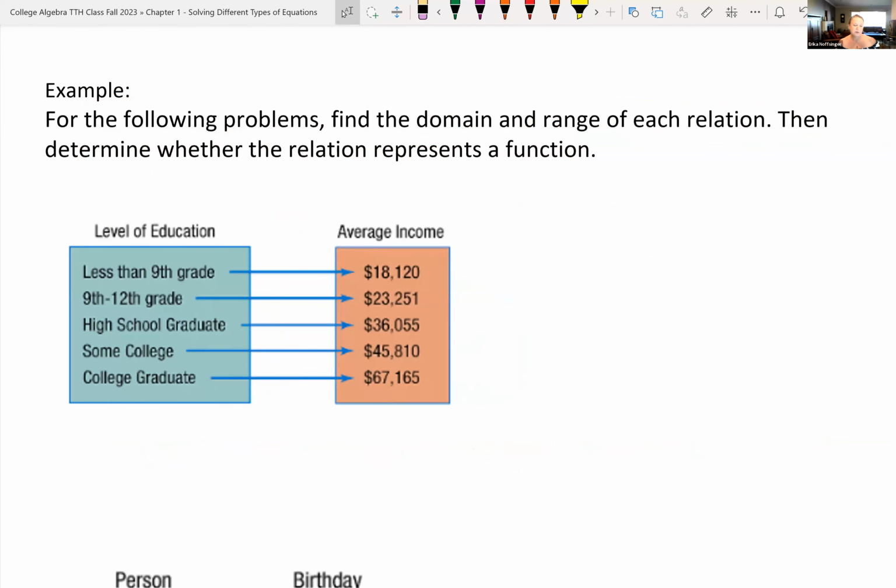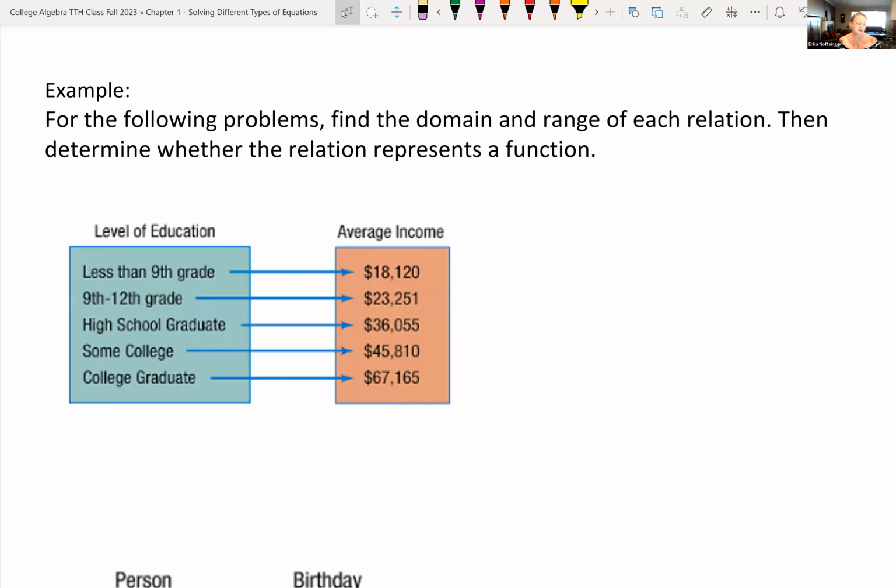So we have another example in front of us now. For the following problems, find the domain and the range of each relation, then determine whether the relation represents a function. So in one set, we have the level of education: less than ninth grade, 9th to 12th grade, high school graduate, some college, and a college graduate. And then we have the average income.